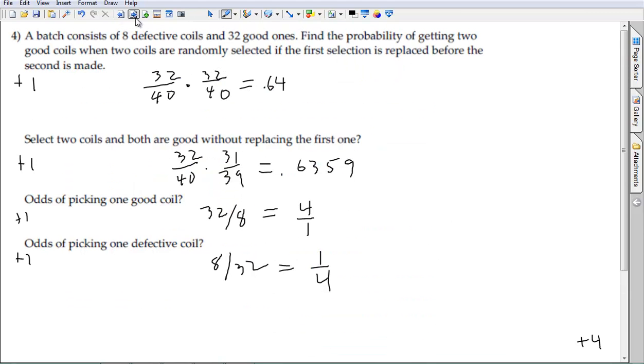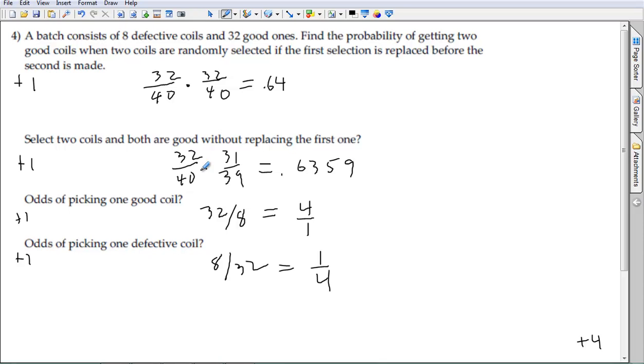On number 4, we want to get 2 good ones in a row. So what's the probability of it being good? Well, there's 32 good and 8 defective, so it's 32 out of 40. That's the probability that it's good, and we want it to happen twice in a row with replacement. So you just multiply those again, and it's really 0.8 times 0.8, which is 0.64.